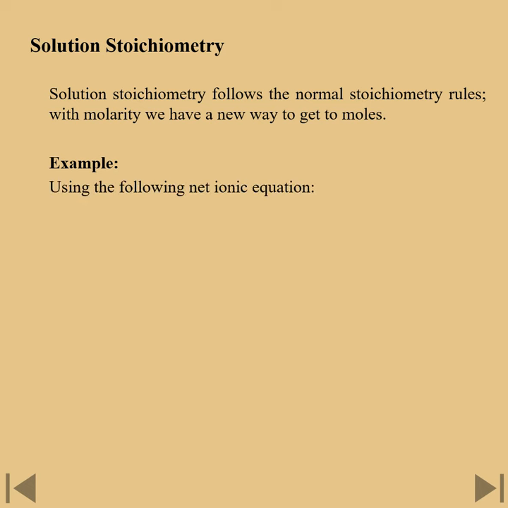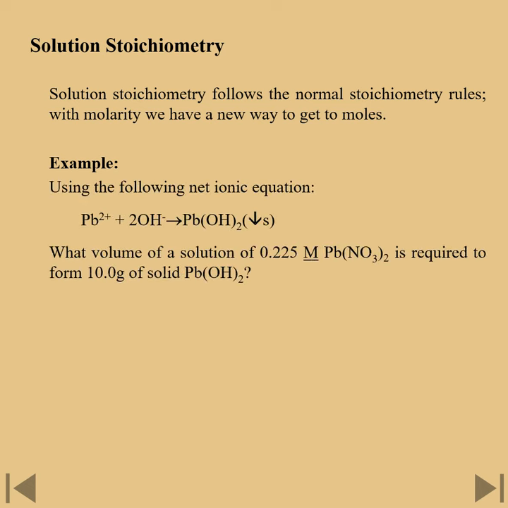Okay, as an example of a solution stoichiometric problem, we're told to use the net ionic equation where the lead-2 ion and 2 hydroxide ions forms lead-2 hydroxide. And we're asked what volume of a solution of 0.22 molar lead-2 nitrate is required to form 10 grams of solid lead-2 hydroxide.